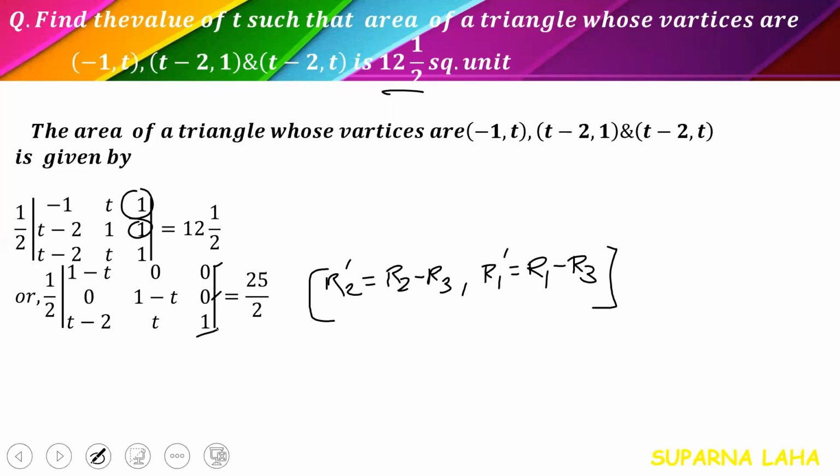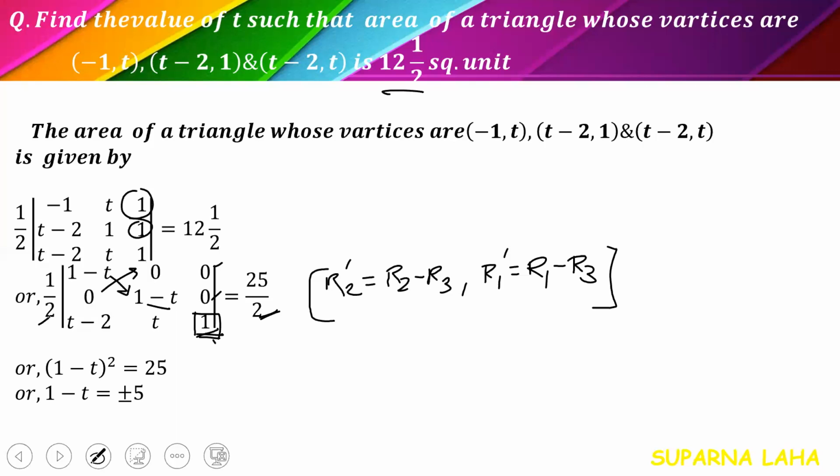We need to expand this determinant according to the third column, that is, according to this element only. So what is this? Half into 1 minus T square, this into this minus 0, right? So half into 1 minus T square is equal to 25 by 2. Now this 2 and this 2 will cancel, so we can write 1 minus T square is equal to 25. Taking square root on both sides, we find that 1 minus T is plus minus 5.